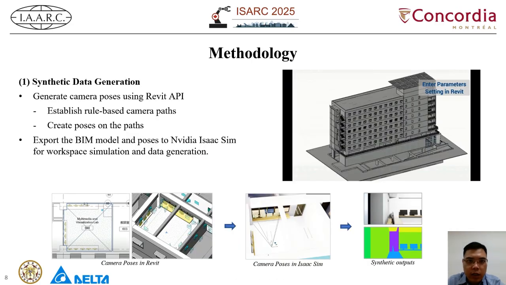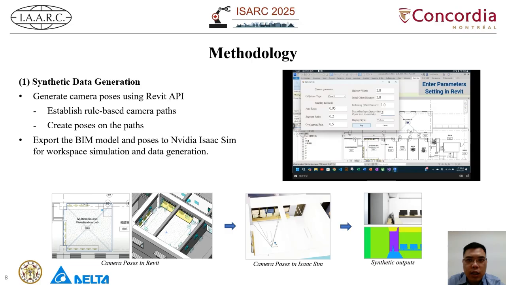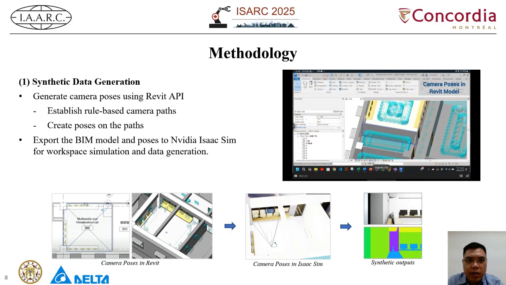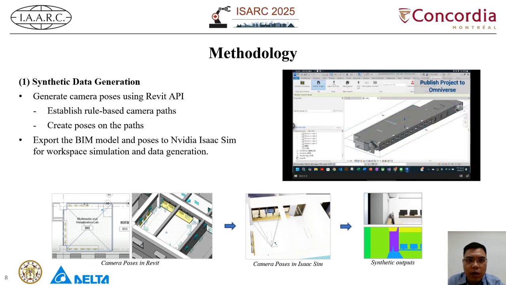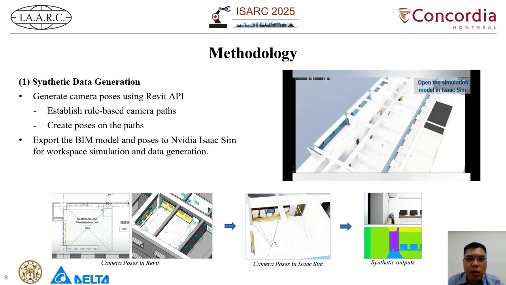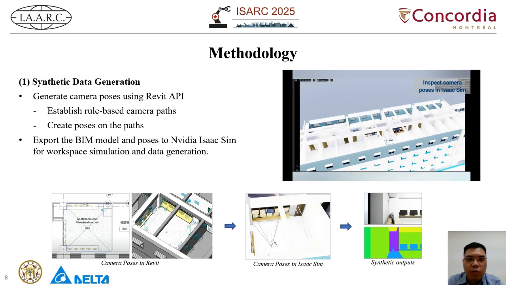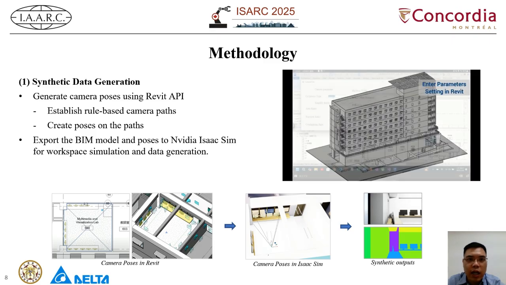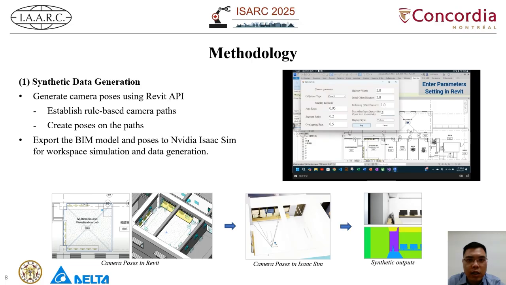In the first phase of our framework, we focus on synthetic data generation. Camera poses are generated in Revit using a rules-based system where we define camera paths and place viewpoints along them. As you see in the clip, these camera parameters are then exported along with the BIM model to NVIDIA Isaac Sim for realistic workspace and camera simulation. Within the simulation environment, we generate various types of synthetic data including RGB image, semantic image, and depth image.